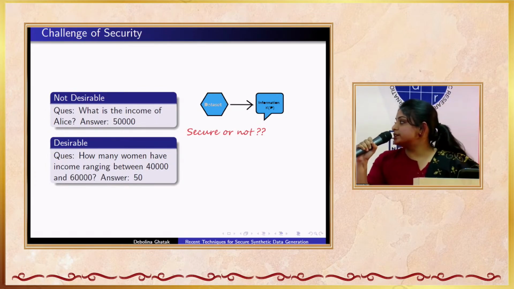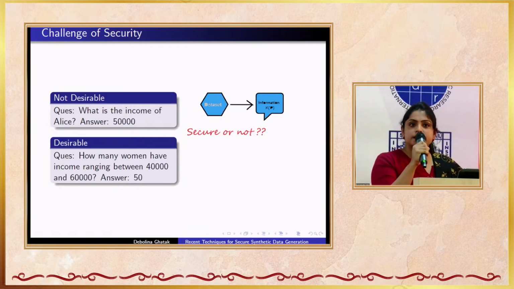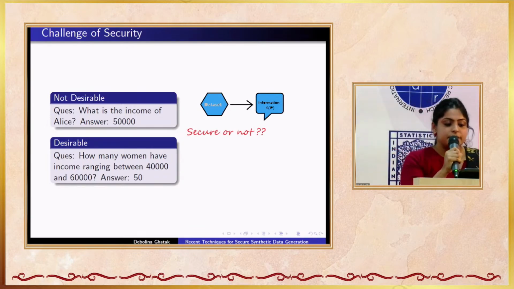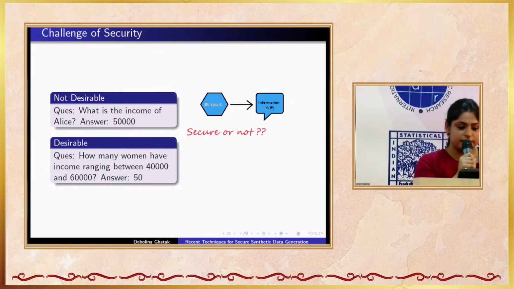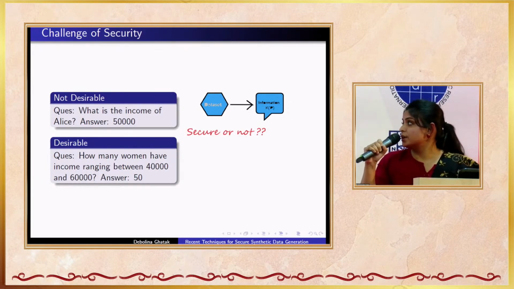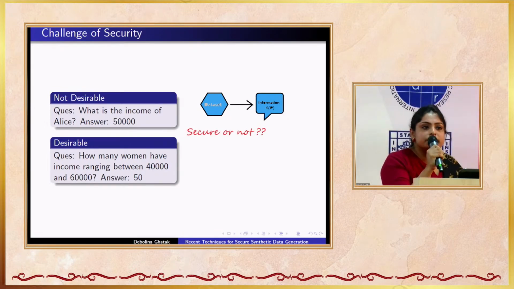The desirable questions may sound like this: how many people have income ranging between this or less than 60,000, 50,000 or something like that. But for one person, if the information is not available, then that is not a problem for the statistician.